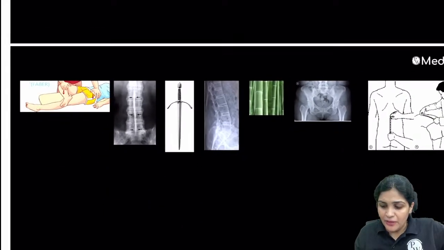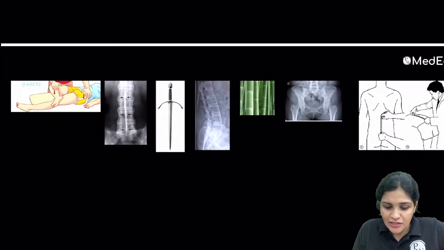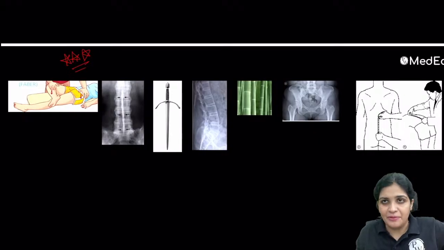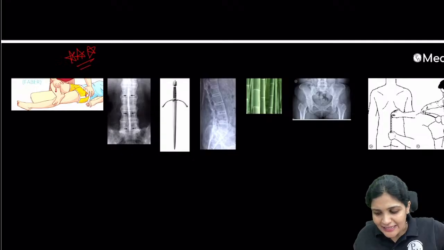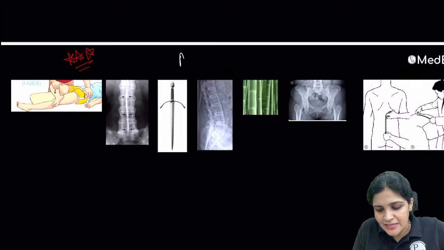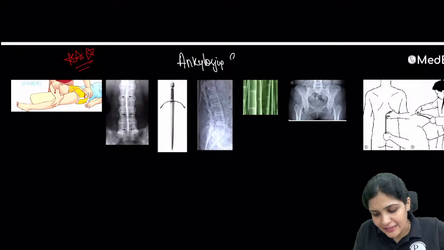This is very, very important. I don't know how many stars you want to put, but very important. Let us discuss this. So what is this? So many signs together. This is ankylosing spondylitis. Yes, this is ankylosing spondylitis. So what is ankylosing spondylitis?